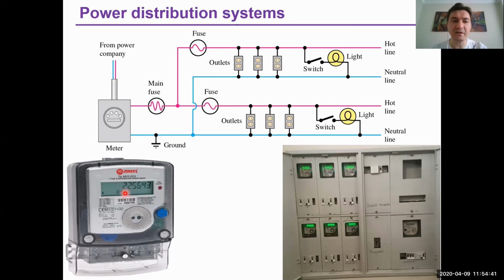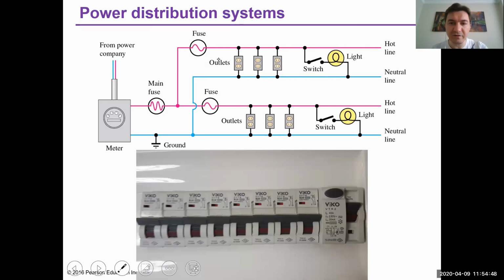It counts how much energy you spend. So what is the main fuse and other fuses? So this is the main fuse. So you can shut down the electricity by using that shelter here.